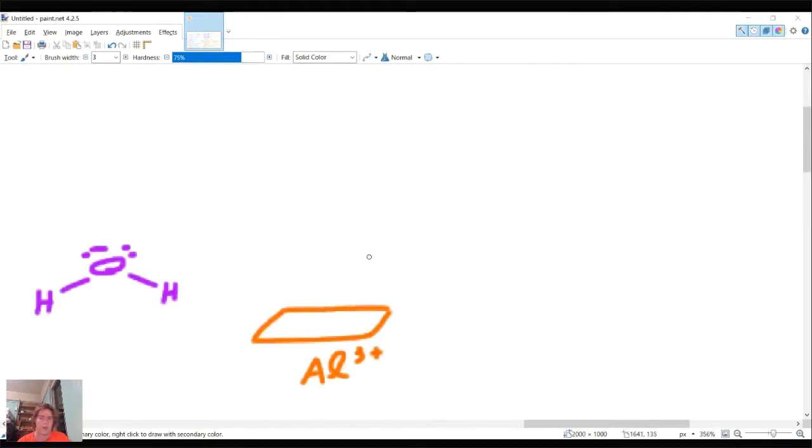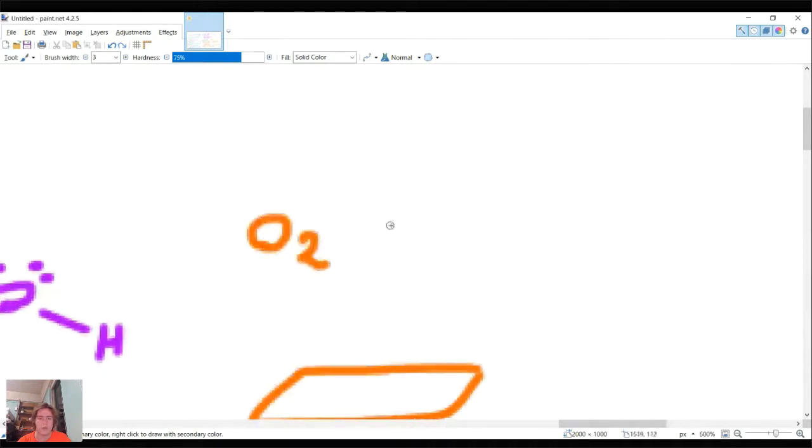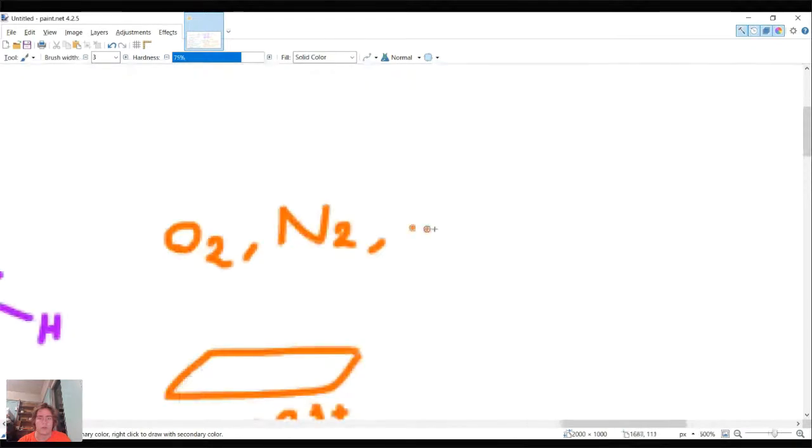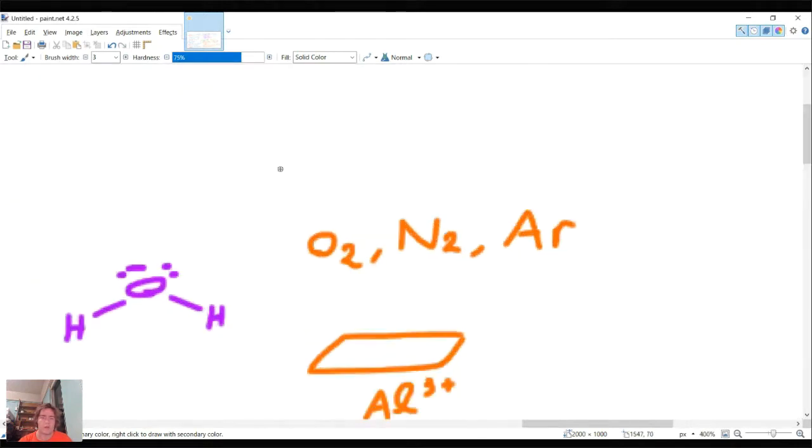What's in the air? What's in our atmosphere? H2 is not very prevalent in our atmosphere. There's O2, N2, a bunch more. I'll put argon because I think that's a cool thing to write down. There's argon gas. And these all have open electrons, right? The structure of O2, I think it's a double bond. Yeah, it's a double bond.